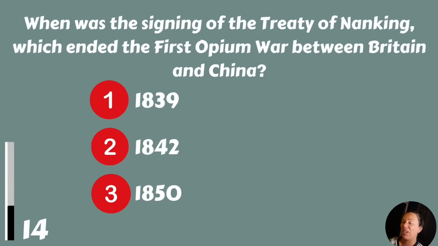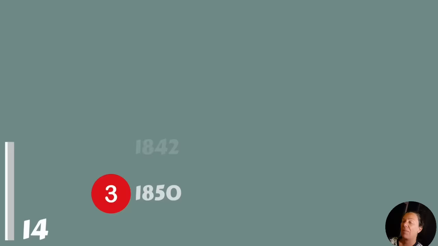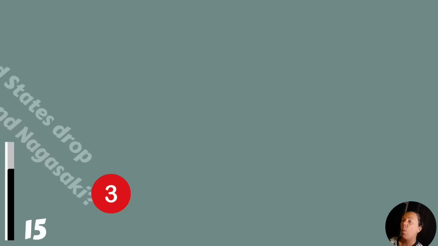1839, 1842, or 1850? 1842. What year did the United States drop atomic bombs on Hiroshima and Nagasaki?